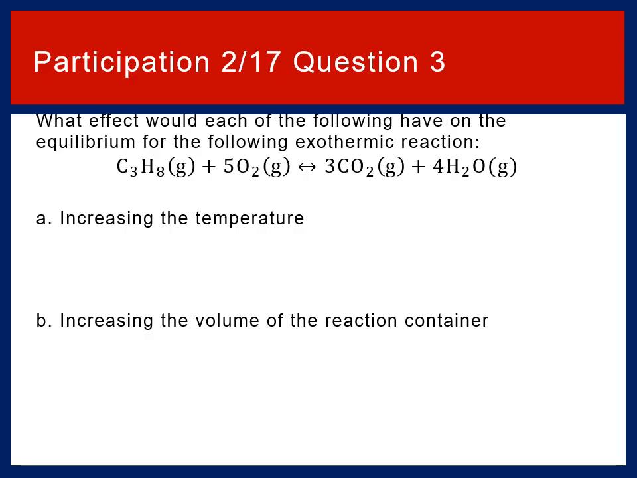Participation 217, question 3. What effect would each of the following have on the equilibrium for the following exothermic reaction? The reaction is octane gas plus oxygen gas yields carbon dioxide gas and water gas. A, increasing the temperature. B, increasing the volume of the reaction container. This is the third question on participation 217, due Tuesday, February 17th at 11:59 p.m. over on Blackboard. Link to the assignment is right below the document where these videos are posted. Again, what effect would each of the following have on the equilibrium for the following exothermic reaction? C3H8 gas plus 5O2 gas yields 3CO2 gas and 4H2O gas. A, increasing the temperature. B, increasing the volume of the reaction container.